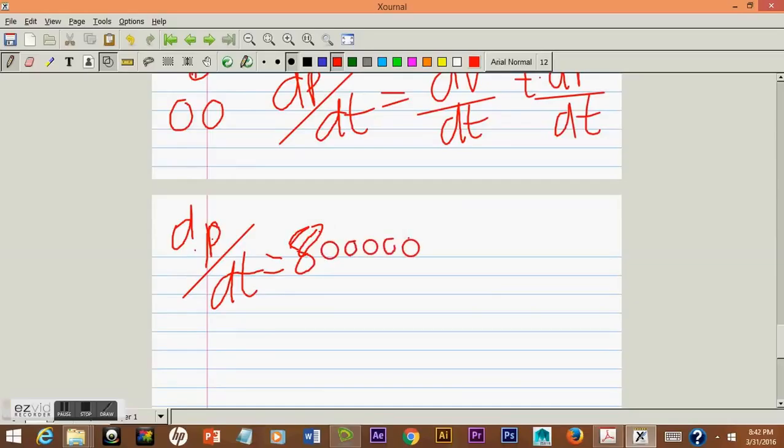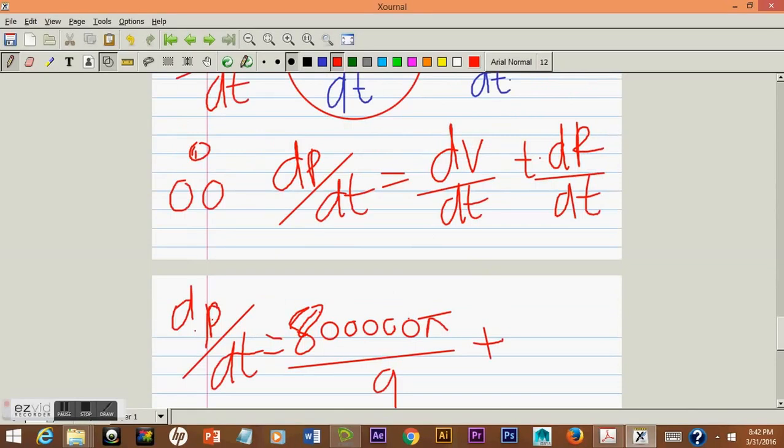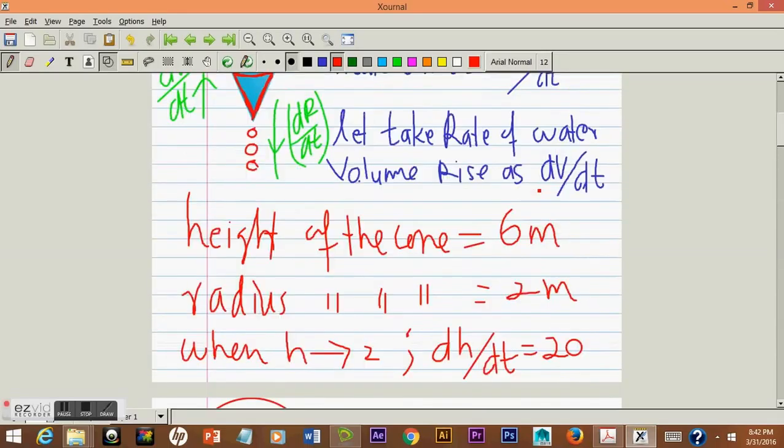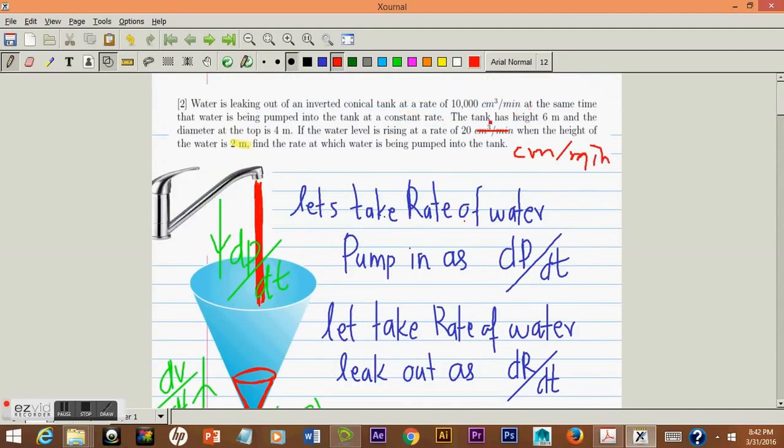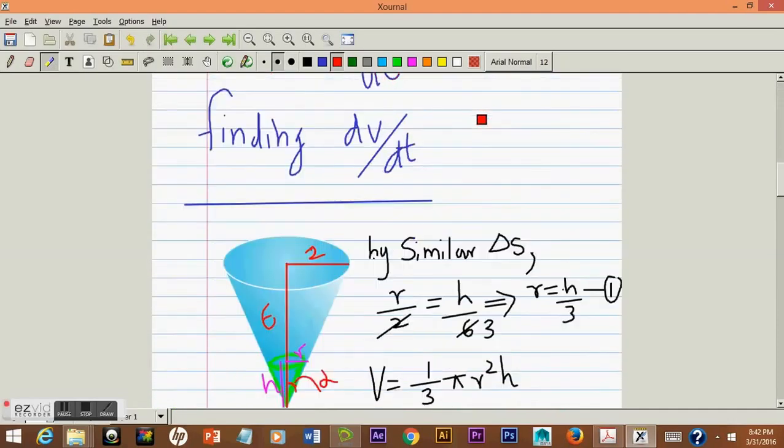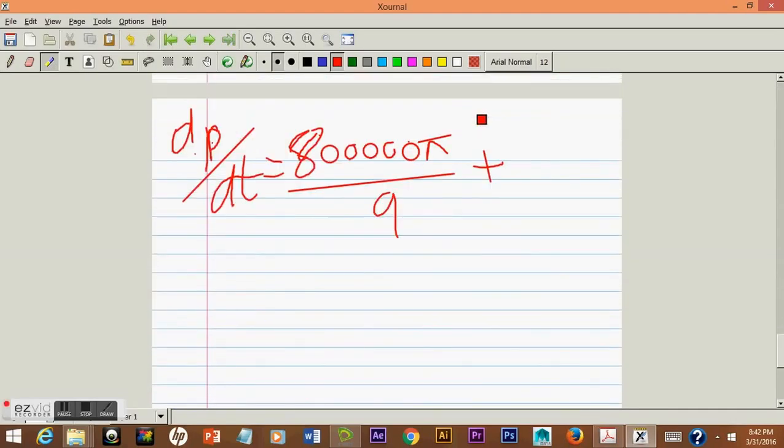800,000 centimeter cube per 8,100 pi over 9 plus dr by dt. Dr by dt is given in the question. You can see that is 10,000 centimeter cube per minute. Let's take a color and highlight it. Take that value and substitute here: 10,000 centimeter cube per minute. Both are in centimeter cube per minute. This is our final answer. Then we can simplify it more.